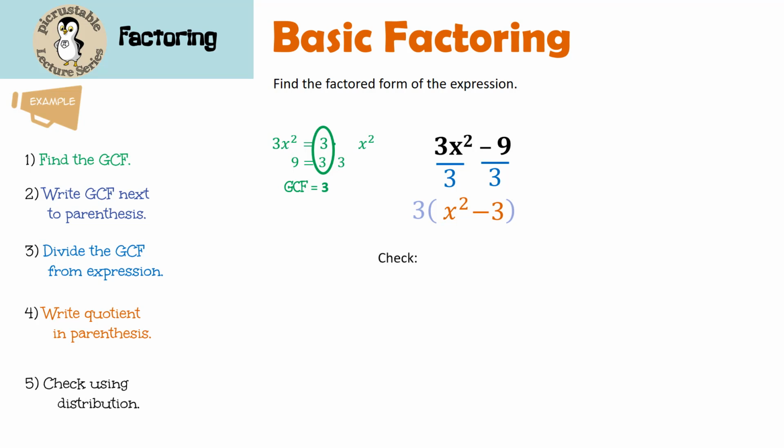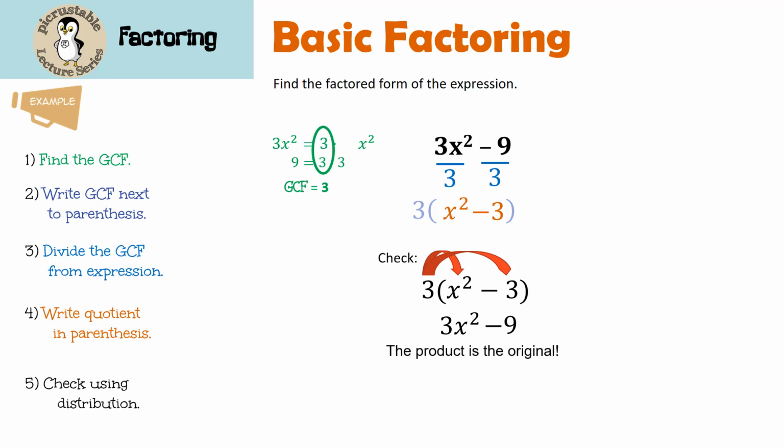Next, let's check just to make sure we're right. What we need to do is use the distributive property. We're going to take 3 times x squared, which is 3x squared. Then 3 times negative 3, which is negative 9. And hey, the product is the original. We did it! So 3 times x squared minus 3 is in factored form. Let's look at another one.